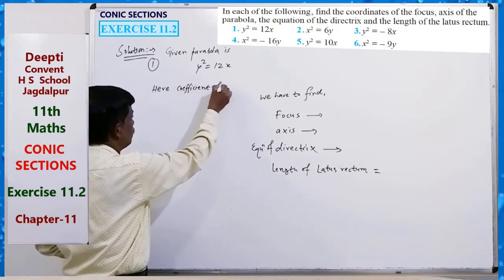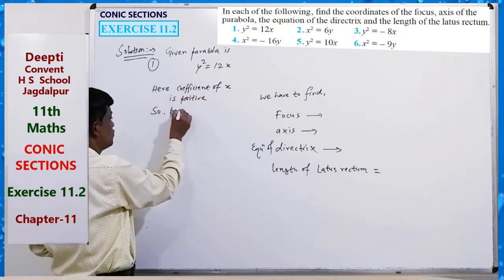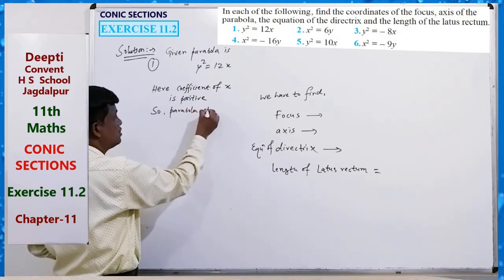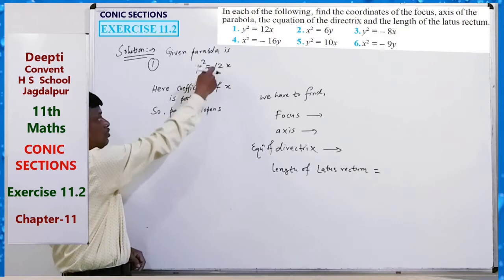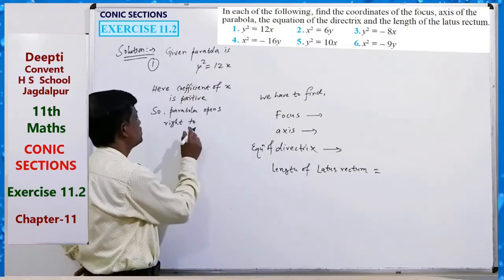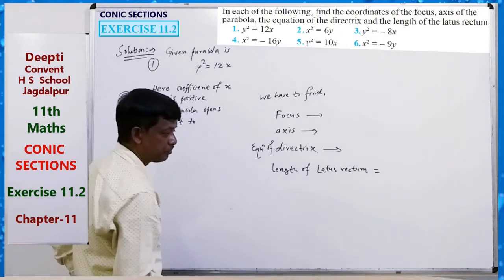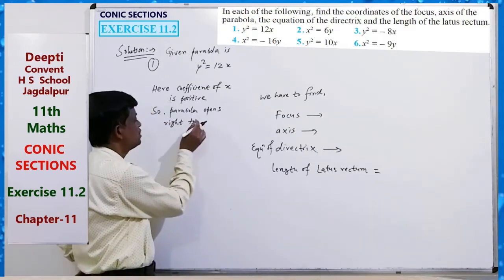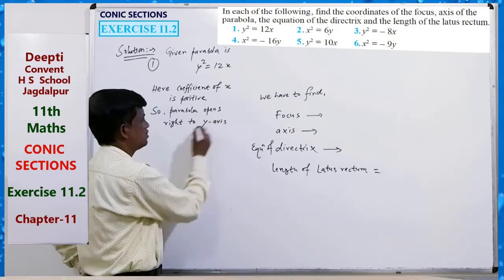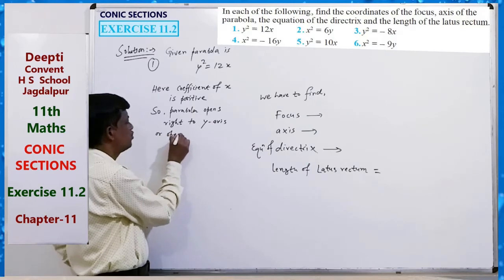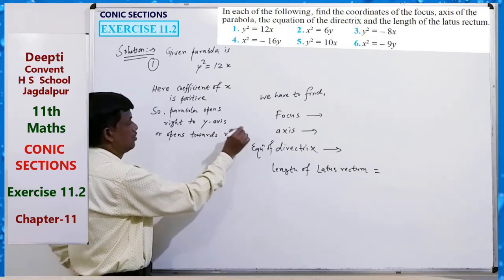Coefficient of x is positive. So the parabola opens right to the y-axis. Opens towards the right. You can write towards the right or right to the y-axis. You can write opens towards right. That is a right-handed parabola.